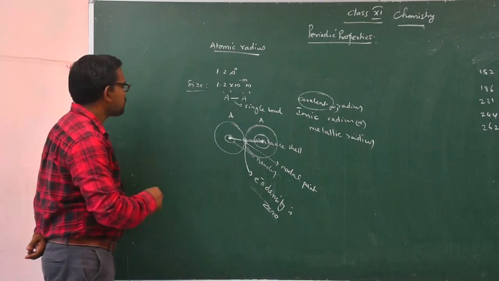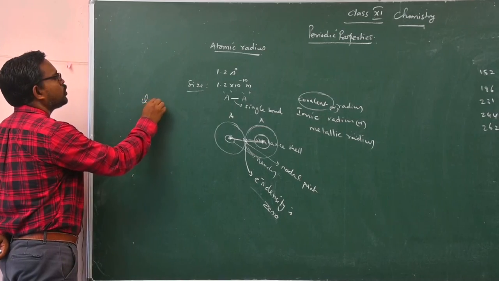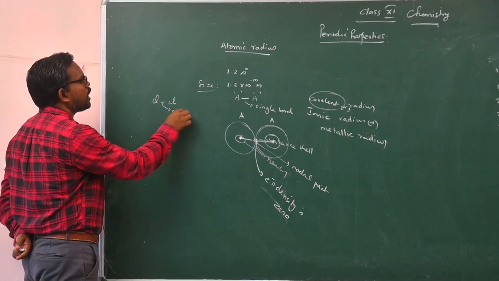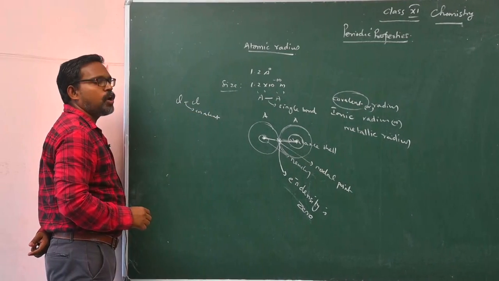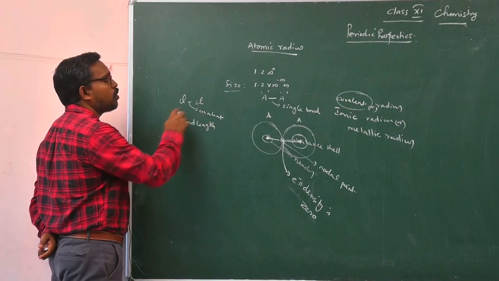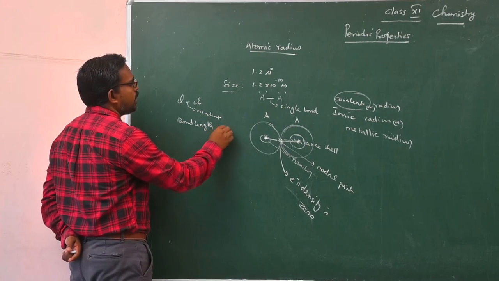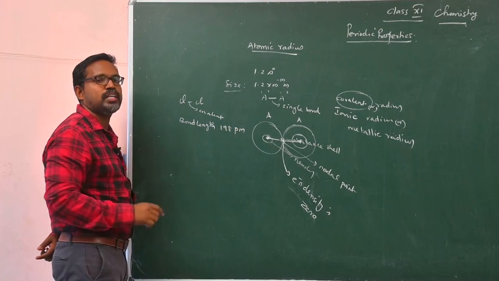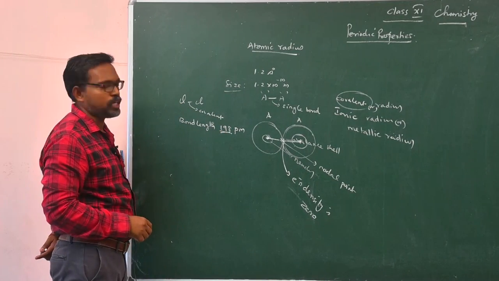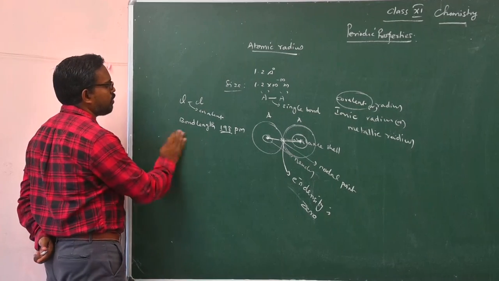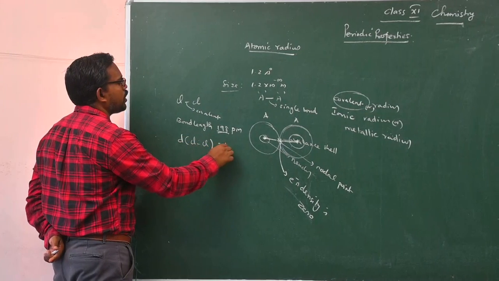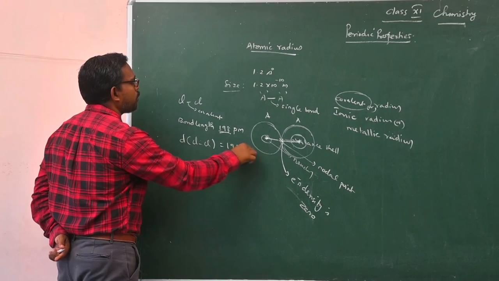Let us consider chlorine. Two chlorine atoms are linked by a covalent bond. The bond length of the chlorine single bond is 198 picometer. How to find out the radii of an atom? The 198 picometer is the diameter of the chlorine single bond.